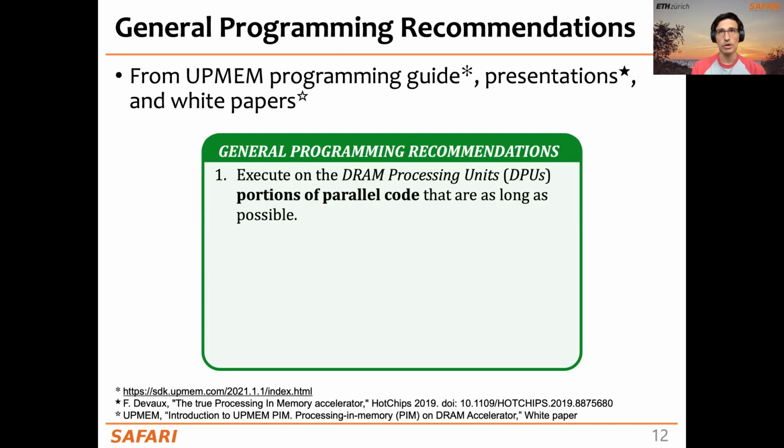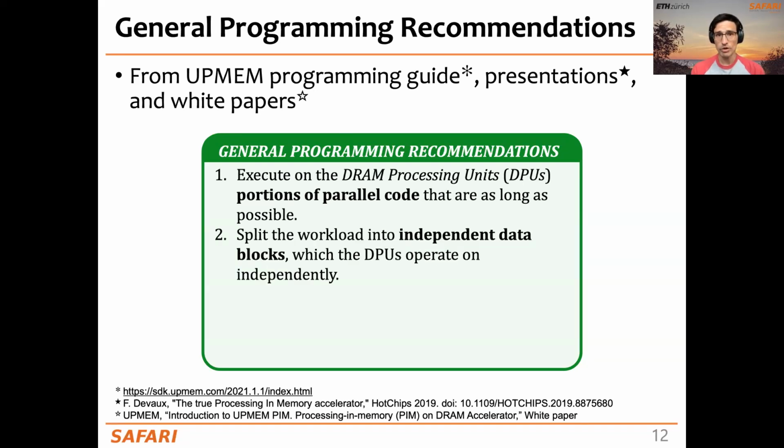general programming recommendations. The first one: execute on the DPUs portions of parallel code that are as long as possible. This makes sense because in the end, what we want to maximize or accelerate is the performance of our workload. And if this workload is massively parallel, we can benefit more from the parallel hardware that the DPUs provide.